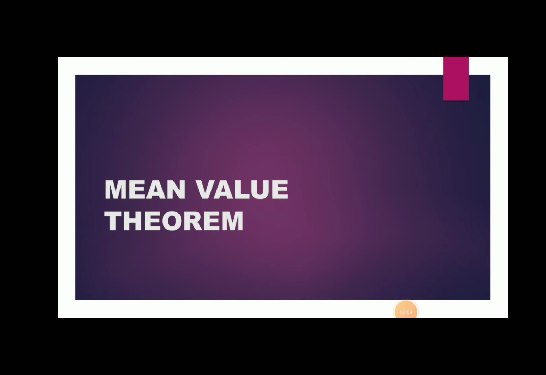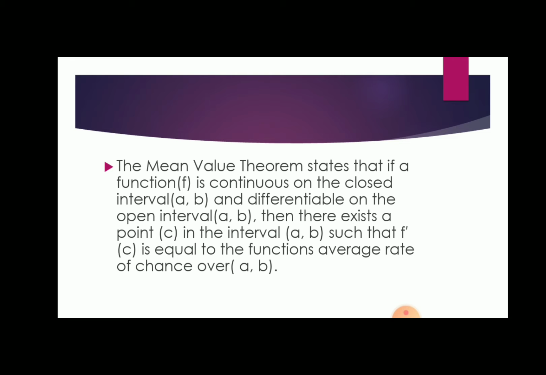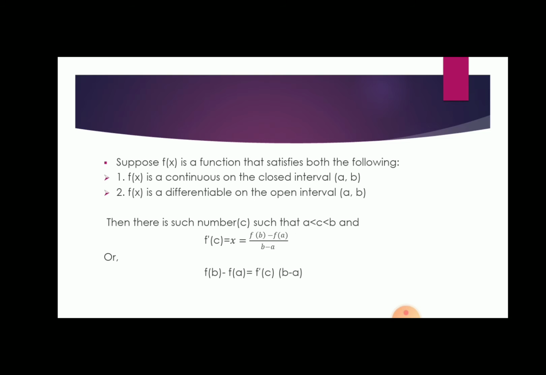Today's topic is all about the mean value theorem. The mean value theorem states that if a function f is continuous on the closed interval [a, b] and differentiable on the open interval (a, b), then there exists a point c in the interval (a, b) such that f prime of c is equal to the function's average rate of change over [a, b].